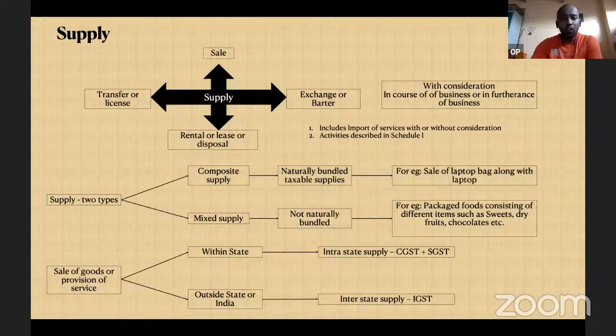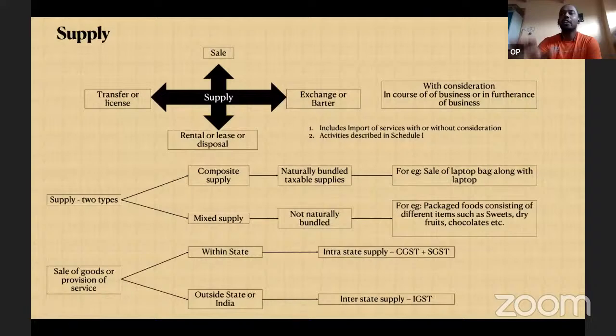Now, in case of composite supply, what is the rate of tax I need to charge? Do I need to charge the rate applicable on the laptop bag, or the tax rate applicable on the laptop? In case of composite supply, the tax rate applicable to the principal supply will apply to the whole transaction.